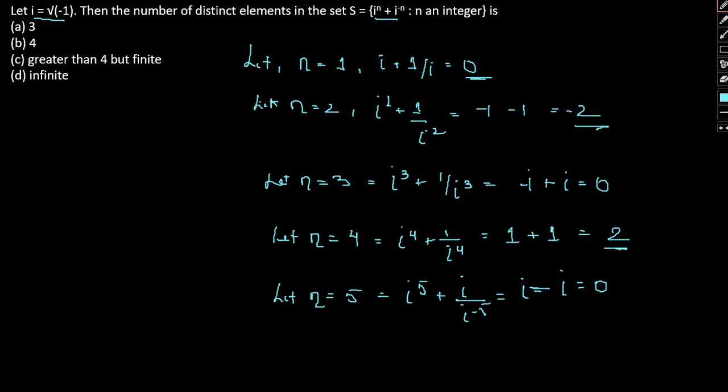So therefore we have only three values for the same. The three values being 2, minus 2 and 0. I hope this is clear. So with that said, let's move to the next question.